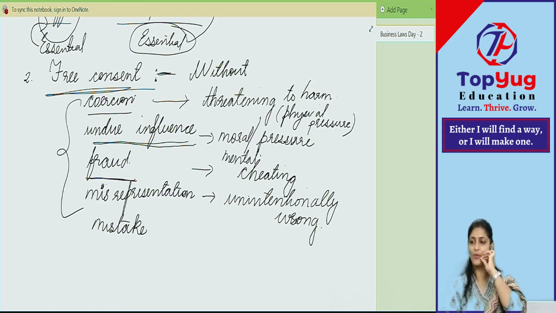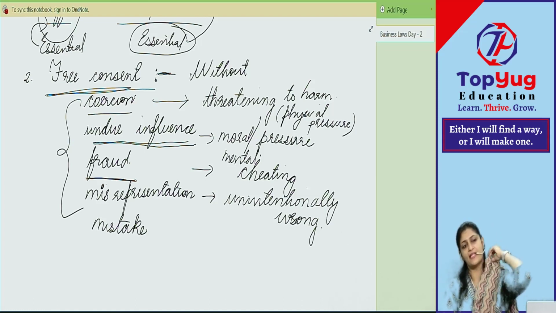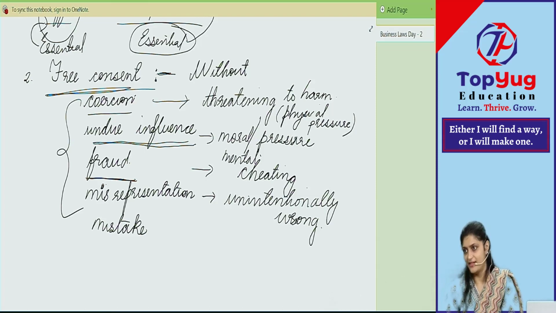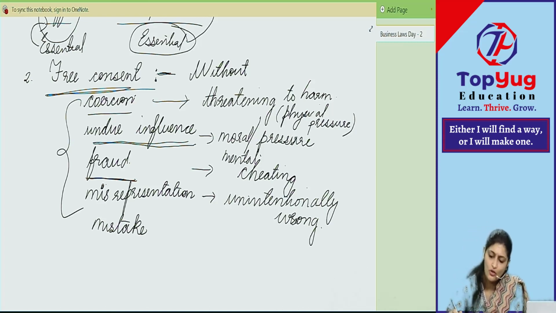Free consent here means what, you know? We already discussed that point. Remember, consensus ad idem. Remember? Meeting of minds. That is something which is to be present for free consent. Both the parties should think the same thing in the same sense. Then only valid. Otherwise, it is not valid. Got this point clear, everybody? Yes or no? Understood what is misrepresentation? Yes or no? So in misrepresentation also there is no free consent.